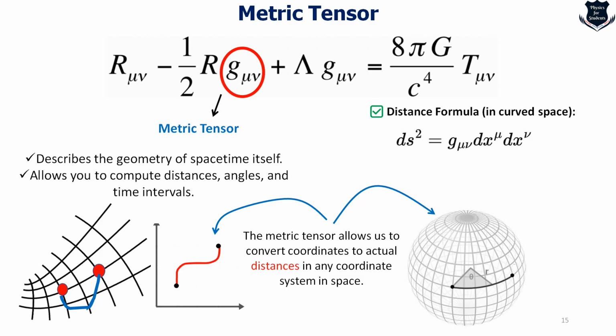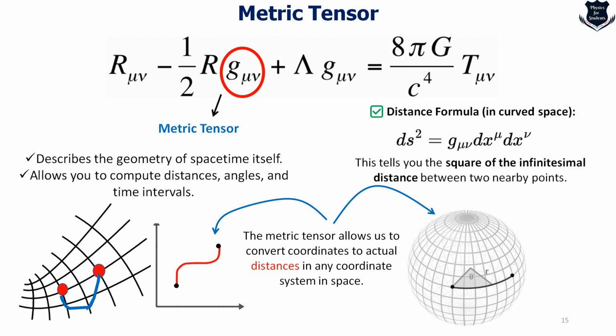Don't worry if you don't understand, it is not an issue, but what it tells you is how you find out the infinitesimally small distances between two nearby points on a manifold. So that is why we have squared the distance. I'm so sorry, we have squared the distance, ds squared.